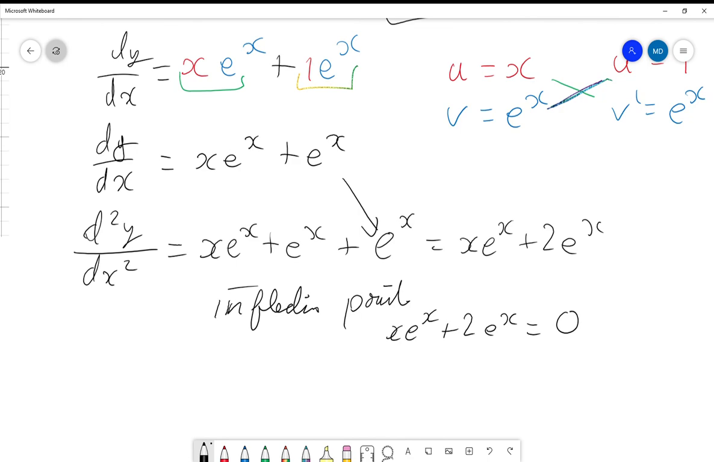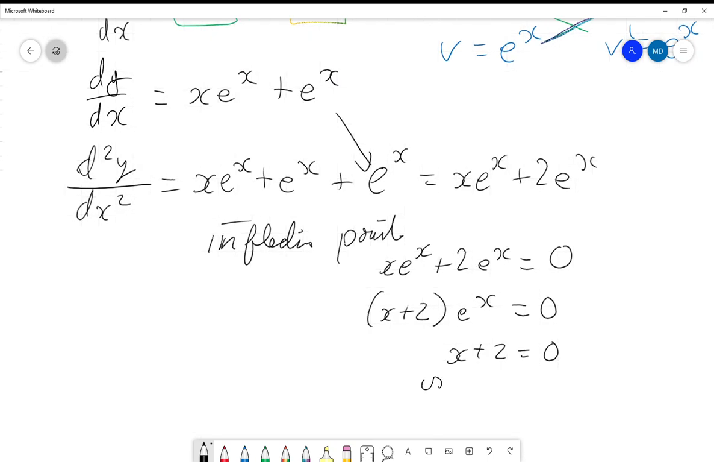And to solve this, I'm going to factorize. I get x plus 2 times e to the x equals 0, which means either x plus 2 equals 0 or e to the x equals 0. But e to the x cannot equal 0, so that's not possible. And therefore our solution is x equals minus 2. And so we found the inflection point. Now we can try out values larger than minus 2 or smaller than minus 2 and see whether they are positive or negative to find out concave or convex. Equally, the question did ask for inflection points, but as it turns out, there's only one.